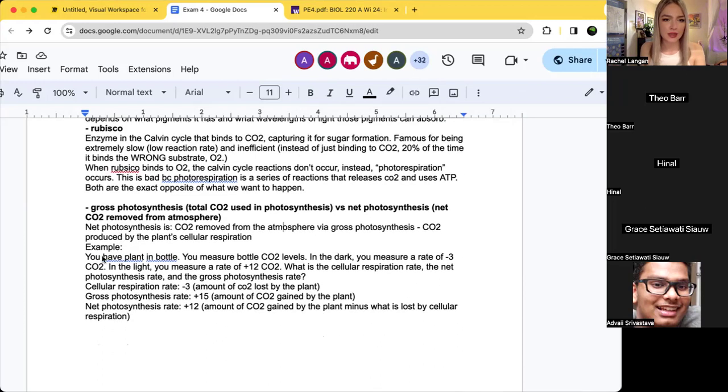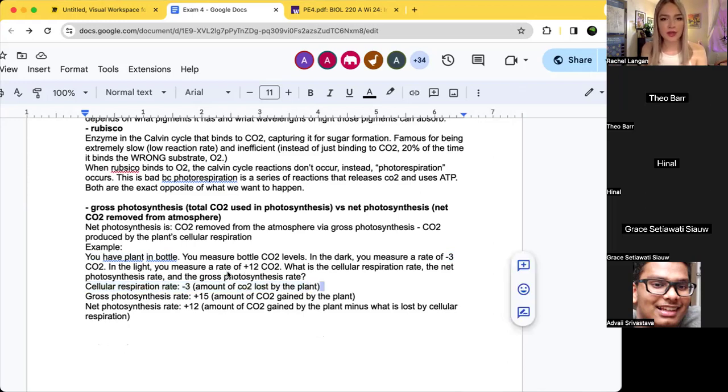So I think this is one of the cases where adding numbers actually makes it more clear. Imagine you have a plant in a bottle and you measure the CO2 levels of that plant. And in the dark, you measure a rate of -3 CO2. So remember, in the dark, you're turning off photosynthesis. So that's giving you your cellular respiration rate. So your cellular respiration rate is -3, which is the amount of CO2 lost by the plant.